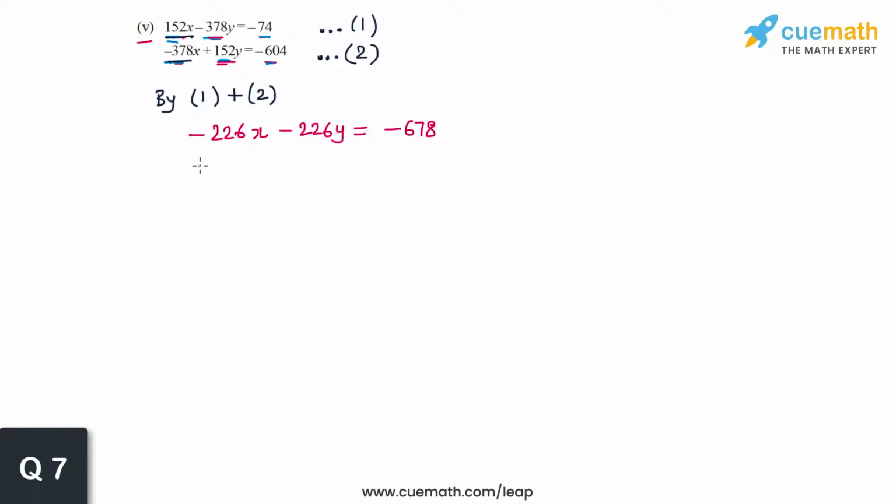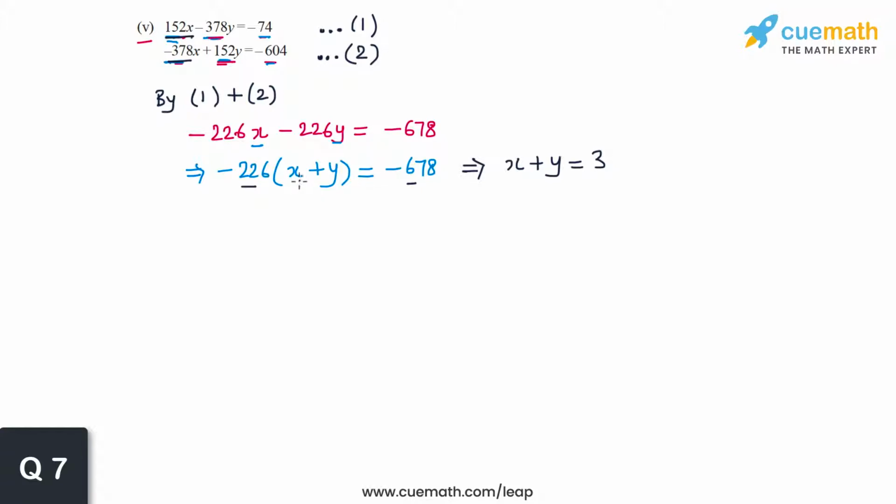Now, why is this helpful? What benefit do we get by adding the two equations? Well, you can see that now the coefficients of x and y are the same. So I can take that coefficient common. So I get minus 226 times x plus y equal to minus 678. And now I see that minus 226 is a factor of minus 678 by a factor of 3. So I can simplify this to x plus y equal to minus 678 by minus 226, or 3. So this gives me a very simple equation in x and y, but we are not done yet.